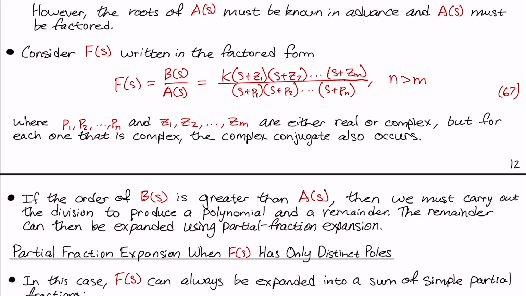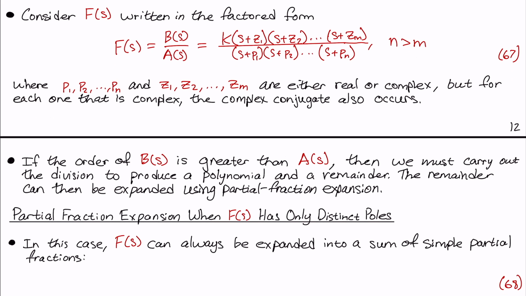So yeah, if the order of b of s is greater than that of a of s, then we actually have to do the division, which will produce some polynomial plus a remainder, and then we'll expand the remainder using this partial fraction expansion technique. And I just checked, we won't actually do an example where we need to do that, because it's not very common that it arises in dynamical systems.